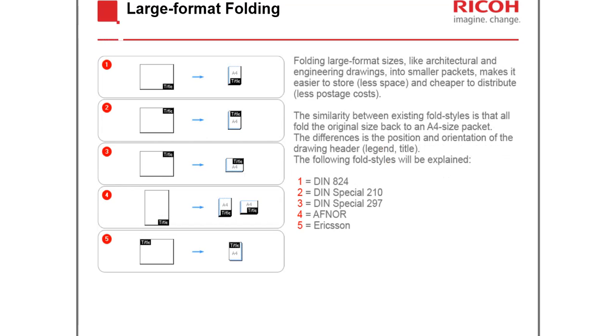Folding large format sizes, like architectural and engineering drawings, into smaller packets, makes it easier to store and cheaper to distribute. The similarity between existing fold styles is that all fold the original size back to an A4 size packet. The difference is the position and orientation of the drawing header. The following fold styles will be explained: DIN 824, DIN Special 210, DIN Special 297, Afnor and Ericsson.